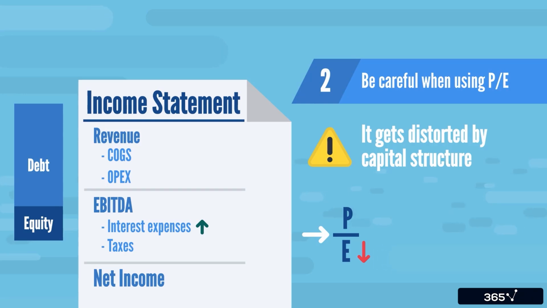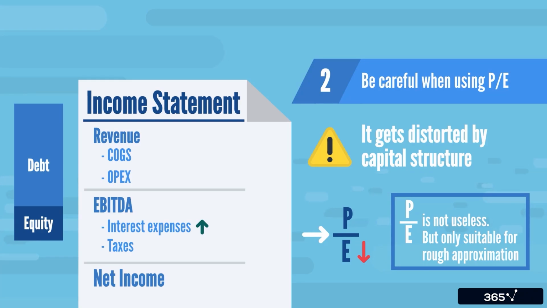Of course, this doesn't mean that price earnings is useless. It can be great for a very quick reference of how the market values a given business. But at the same time, whenever we prepare a more detailed analysis, we should use a multiple that is neutral from a capital structure perspective.